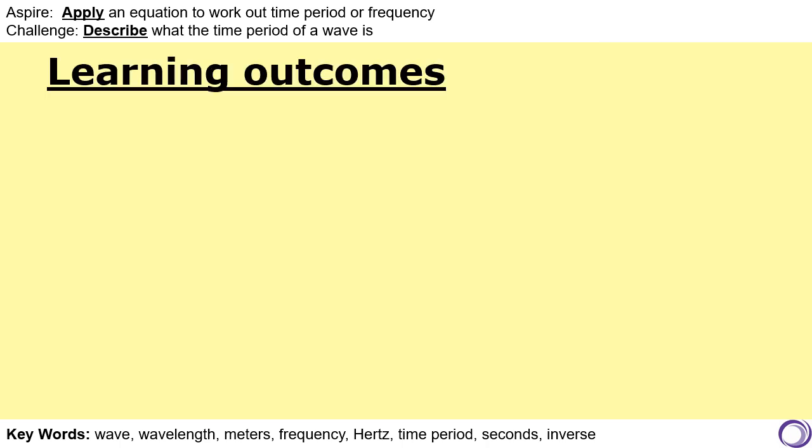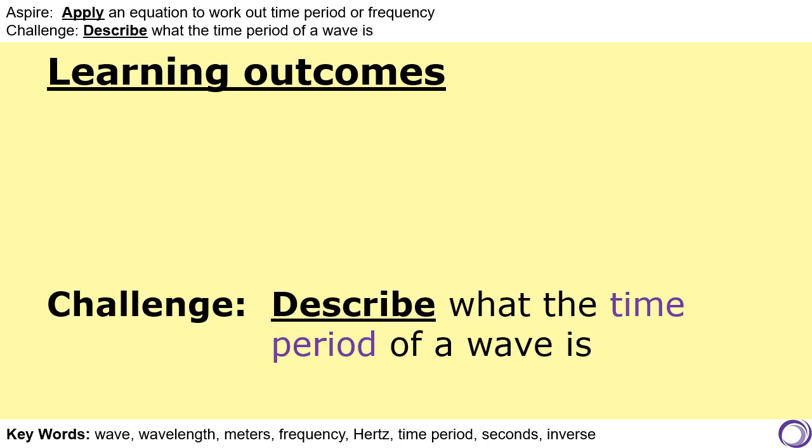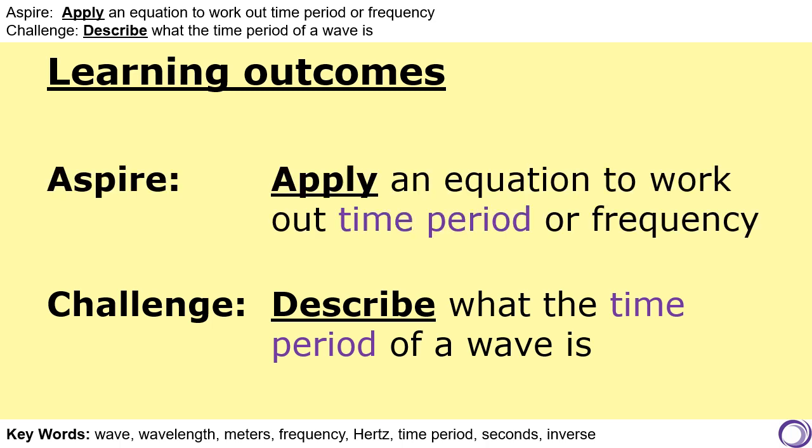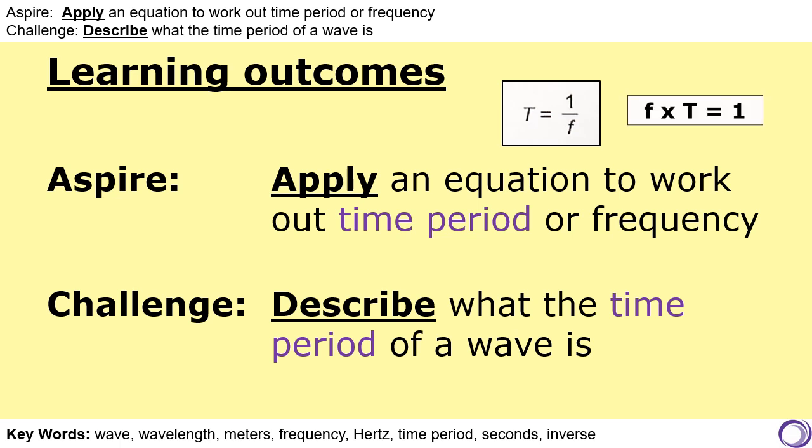So well done for getting to the end of this lesson. Let's review our learning outcomes again. In the first part of the lesson, we learnt how to describe what the time period of a wave is, and we also learnt how to find the time period from graphs. In the second part of the lesson, we learnt how to apply the equation that's given to you in the exam sheet to work out time period and frequency. And remember that you can also use the rearranged version of that equation where frequency times time period equals 1.